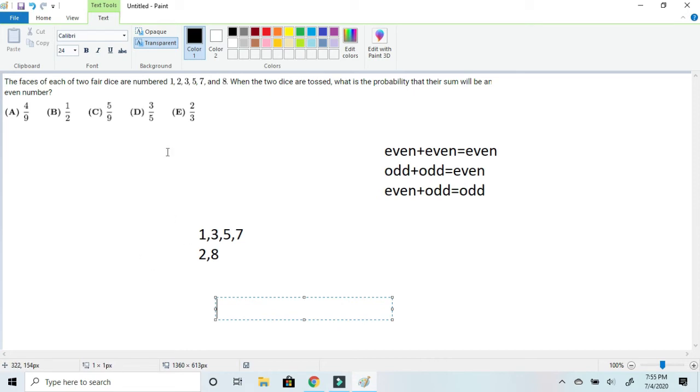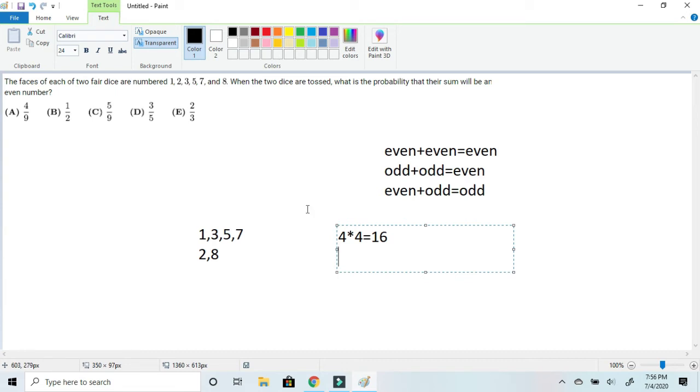So basically, we can count those cases easier because if there are 4 odds on one dice and 4 odds on the other dice, and you roll them, it's basically going to be 4 times 4 for the amount of even cases that are added up from the 2 odds. And that is equal to 16, meaning that there are 16 even sums that are added up by 2 odds.